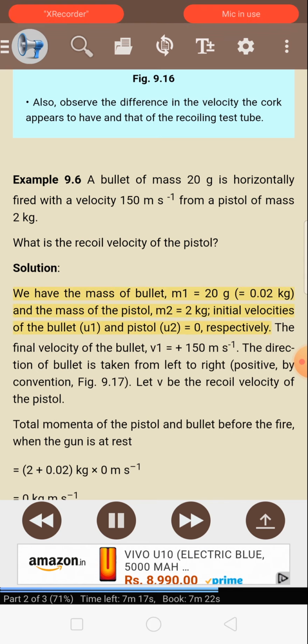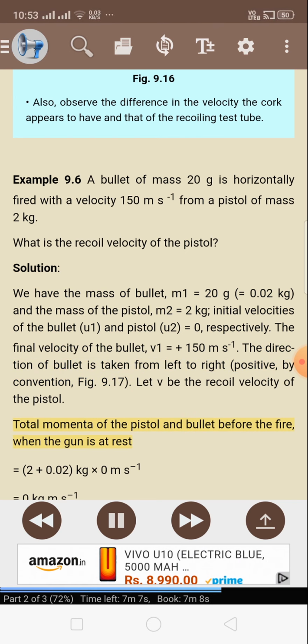Solution. We have the mass of the bullet m1 equals 20 grams equals 0.02 kilograms and the mass of the pistol m2 equals 2 kilograms. Initial velocities of the bullet u1 and pistol u2 equal 0 respectively. The final velocity of the bullet v1 equals plus 150 meters per second. The direction of the bullet is taken from left to right as positive by convention. Figure 9.17. Let v be the recoil velocity of the pistol.